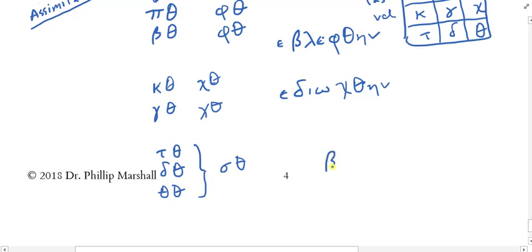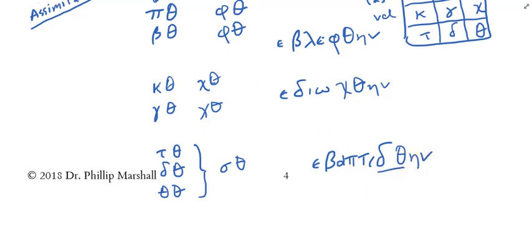Let's take baptizo. Baptid is my stem for the aorist passive. Baptid. I was baptized. Put an augment here. Baptid, thane. The delta theta, what's that going to become? Yeah, it's going to become sigma theta. So ebaptisthane. Okay? Ebaptisthane. All right, so that's how that works.